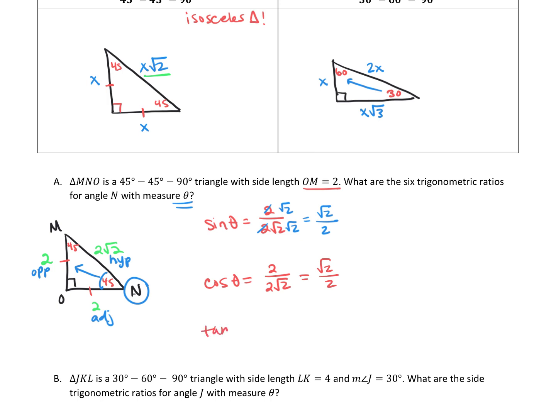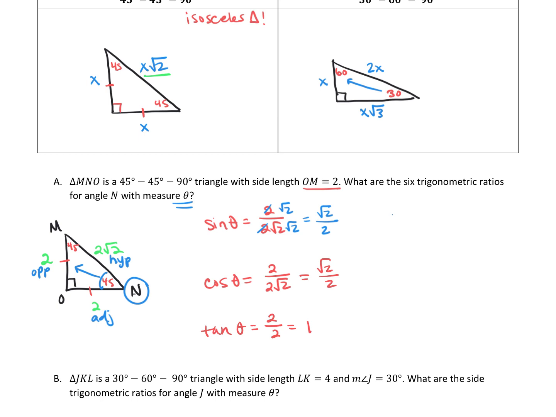All right, tangent of theta is the opposite over the adjacent, so 2 over 2, and that does reduce, so we are going to go ahead and say that equals 1. So those are the first 3 trig ratios. Let's find the reciprocal trig ratios.